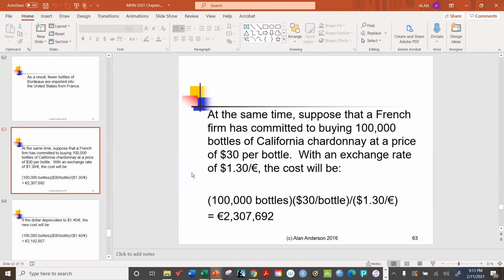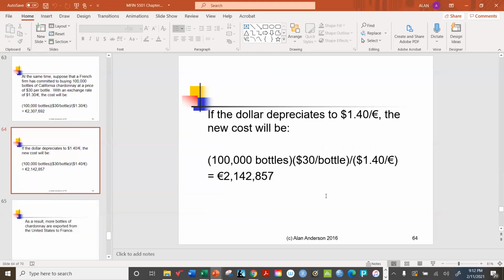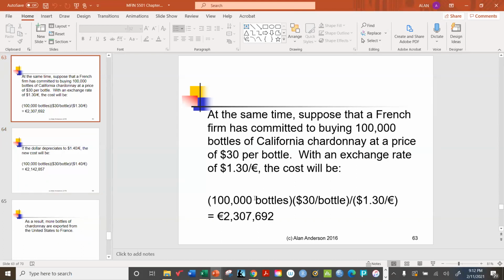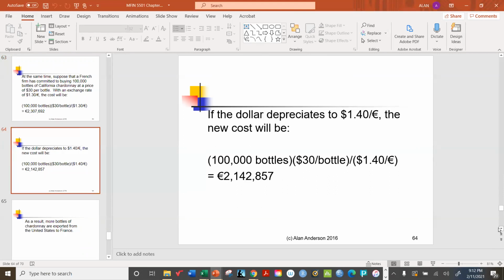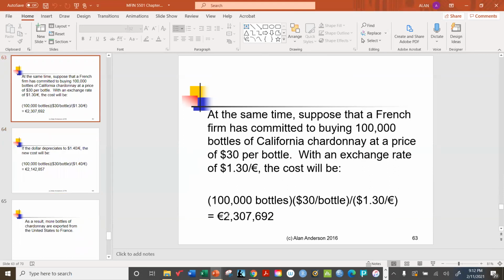But on the other hand, if in France, a French importer is buying 100,000 bottles of California Chardonnay at $30 each, if the exchange rate is $1.30, the cost will be approximately 2.307 million euros. And again, suppose that the dollar gets weaker. It depreciates to $1.40. And again, we'll see a lot of this in the coming weeks. The new cost to the French firm is only 2.14 million euros instead of 2.3 million euros.